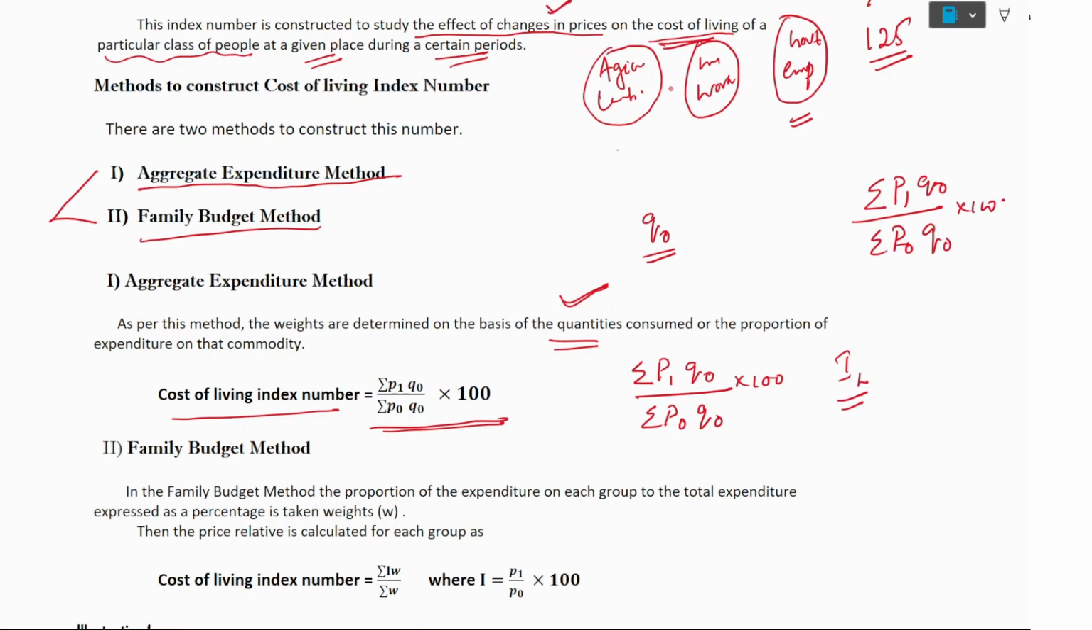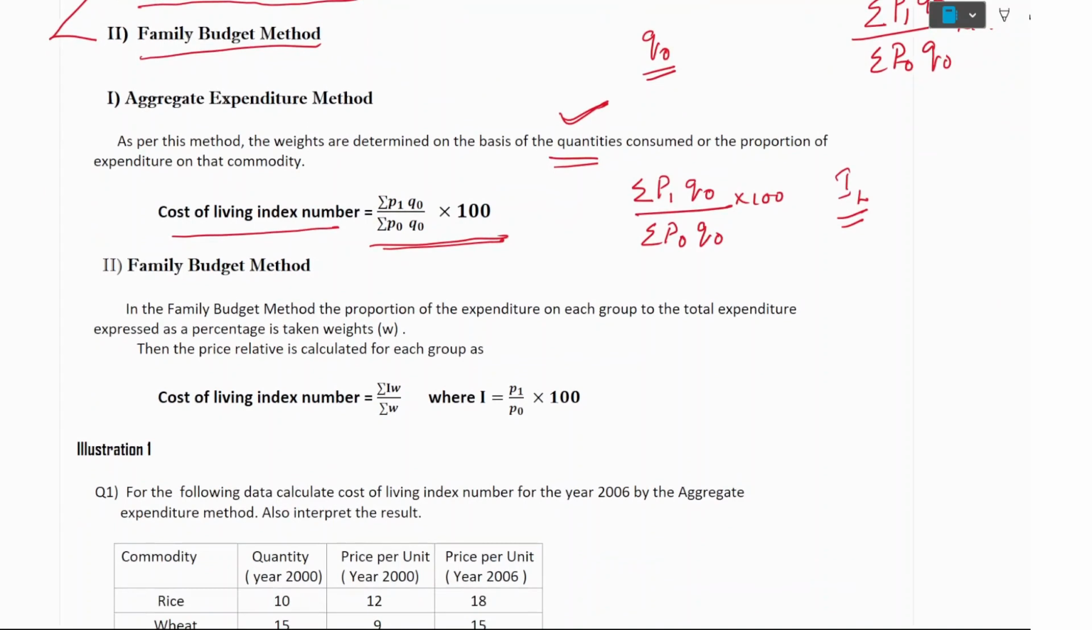Now, by the family budget method, instead of the quantity consumed, we are going to consider the weightage, that is W. Therefore, the formula becomes sigma I W divided by sigma W. This is the same formula which we learned for the average price relative of weighted index number. And what is I here? I equals P1 divided by P0 into 100. Now, these are the two different methods by which you can calculate the cost of living index number. The first method is the aggregate expenditure method and the second method is the family budget method.